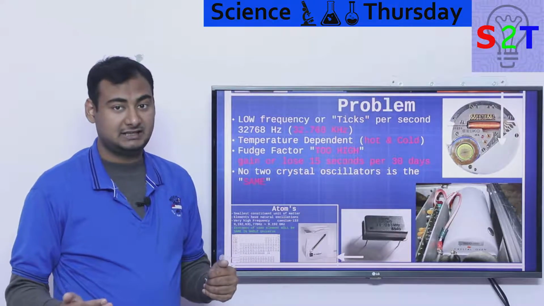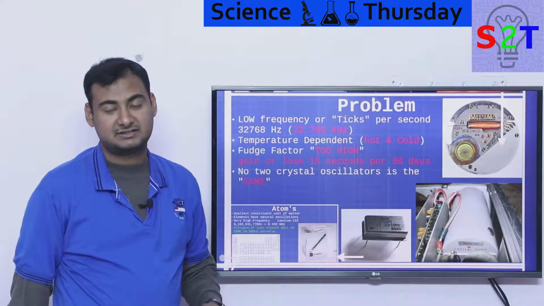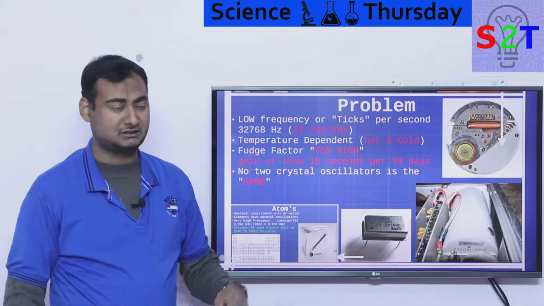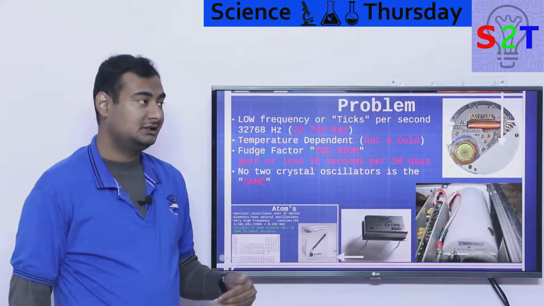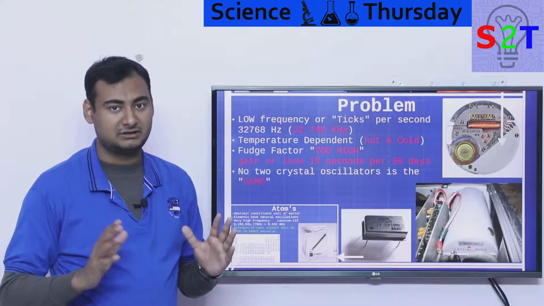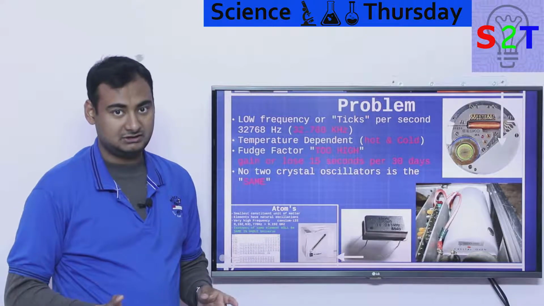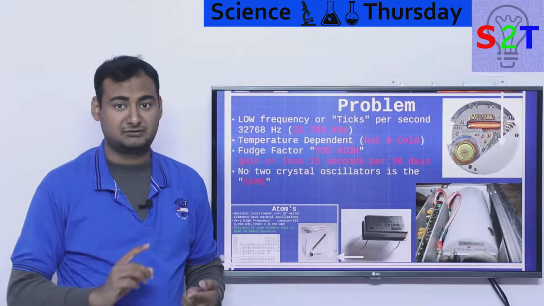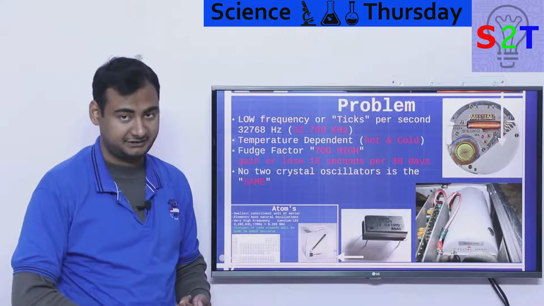Now the problem with that is that no two crystal oscillators are the same. Let's say you created an oscillator in Germany, it's different compared to Sweden. You created one in America, it's different. So basically everybody ends up with a different definition of a second. That's just not accessible for a global world. For a global world, you have to have a fixed second. Everything relies on it, from communication to the stock market to everything.